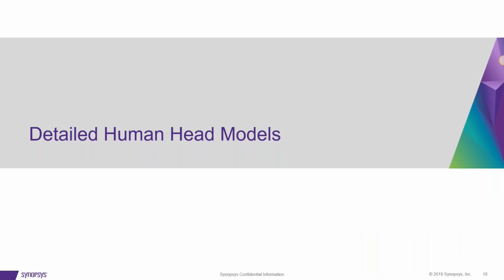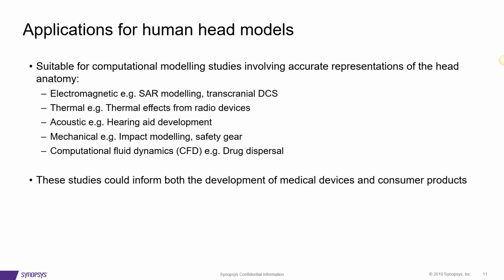So looking now at the head specifically and the main model that we're going to be discussing today, what are the applications for detailed anatomical models of the human head? Mostly we're talking about computational modeling studies here, and these can be in a number of different areas.